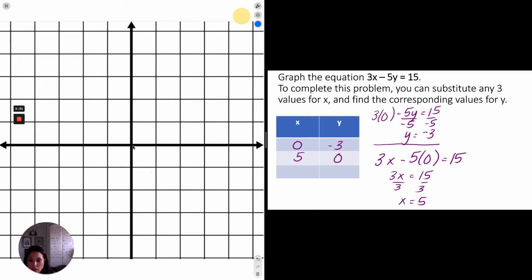So when x is 0, I need to go down 3: 1, 2, 3. When x is 5, 1, 2, 3, 4, 5, y is 0. So here is my point, and I'm going to draw a straight line. I encourage you to use a ruler. Get your line straight and draw arrows because it denotes that the line moves past the graph you have drawn.